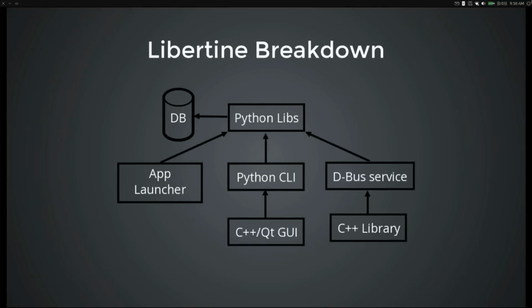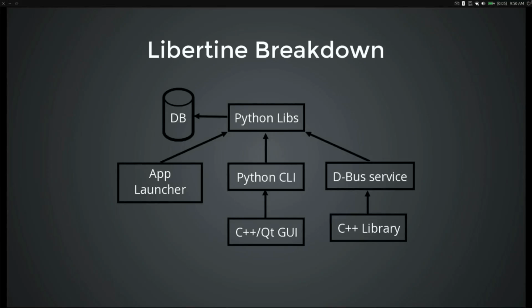The Libertine suite has many parts to abstract away the underlying implementation of classic Ubuntu as best as possible. There's a C++ library and GUI application, Python launchers and command line interfaces, and tools to control other aspects, such as clipboard and launching XMir. I'll go over a few of those parts now.